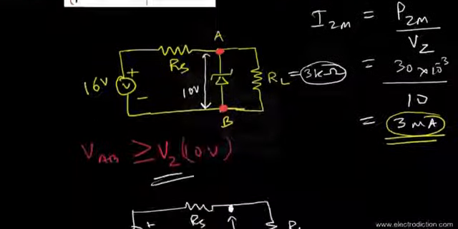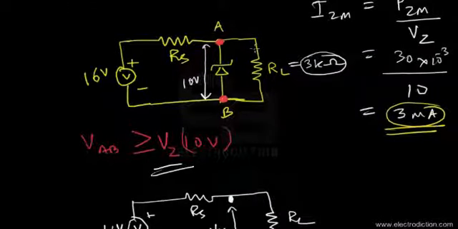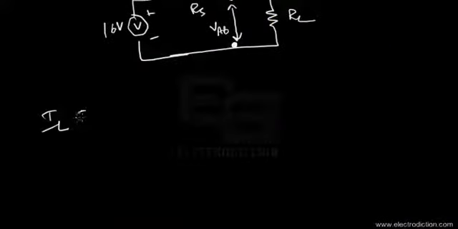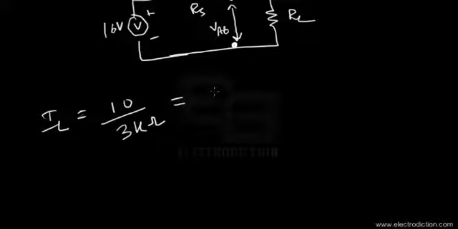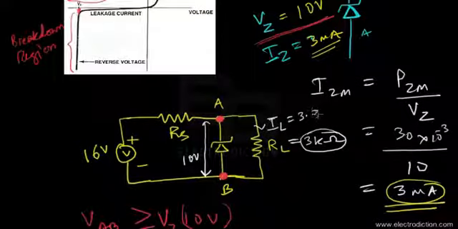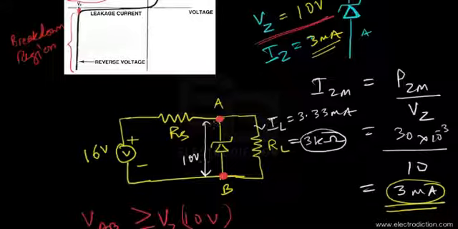So whenever that takes place, we can calculate the amount of current that should enter through the load resistance, that's IL. So here IL would be 10 volts divided by 3 kilo ohms. That gives us a load current of approximately 3.33 milliamps if the Zener diode is operating in the breakdown region through the load resistance over here.